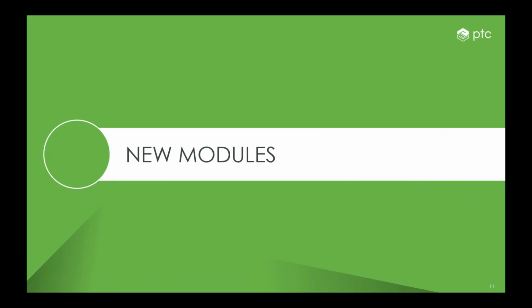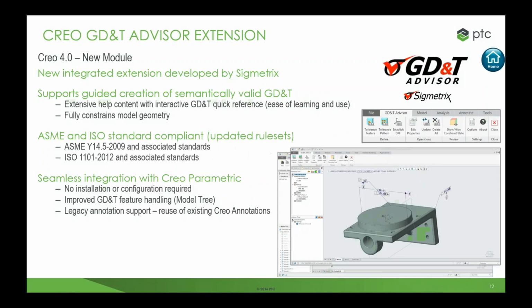There are a few new modules available with Creo Parametric 4. One is the new GD&T Advisor extension. This is a new integrated extension developed by Sigmetrix. This supports guided creation of semantically valid GD&T, extensive help content, and interactive GD&T quick reference.